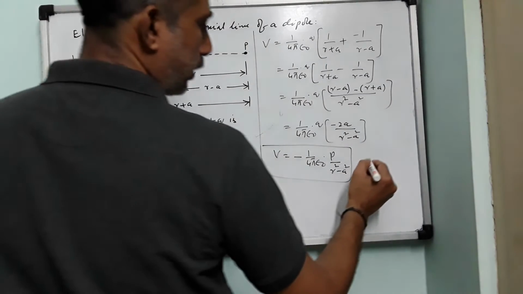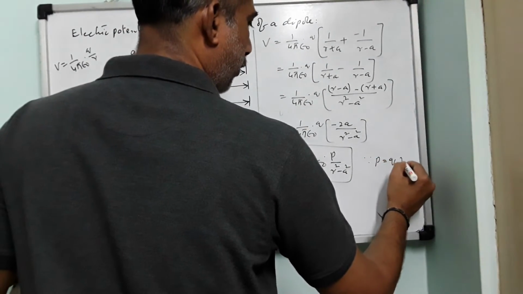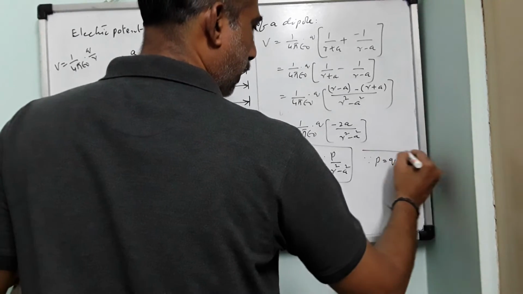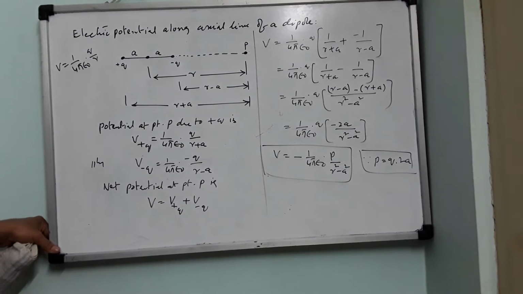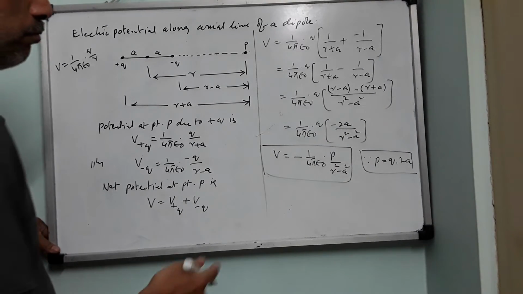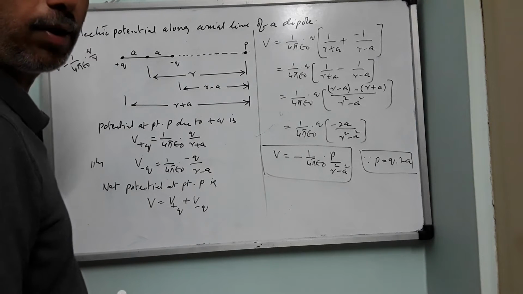where dipole moment P equals the magnitude of any one charge times the separation between the charges. So this we are using here. Now you cannot convert this into a vector. There is no need because we said it is a scalar quantity.